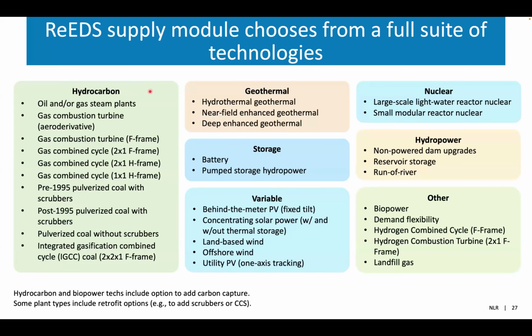So as you can see, ReEDS represents and deploys several different configurations for each of these technologies, most of which can also be retrofitted with or deployed with carbon capture and storage technologies to achieve emissions targets. In the top right blue box, you'll see that ReEDS can represent both large-scale light water nuclear reactors, as well as deploy new small modular reactor designs. Geothermal technologies are classified by well depth and site generation potential. Storage technologies include utility-scale lithium-ion batteries and pump storage hydropower.